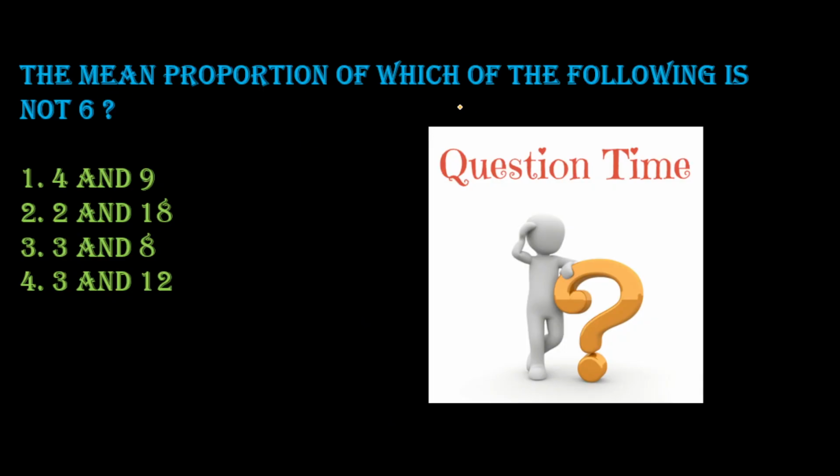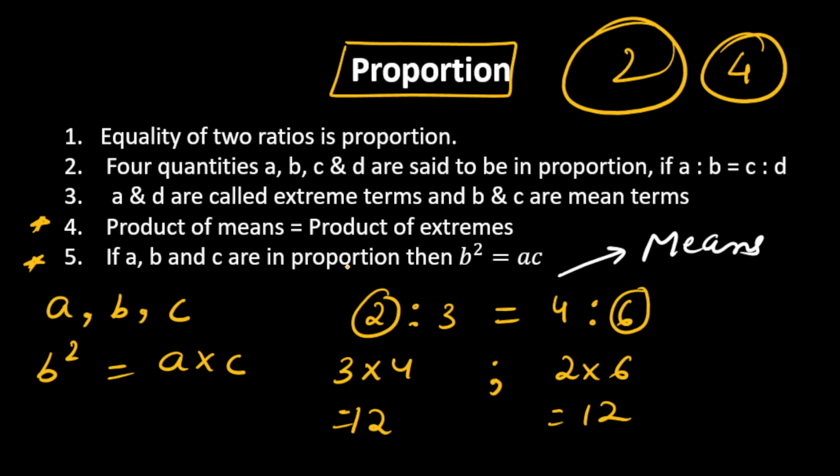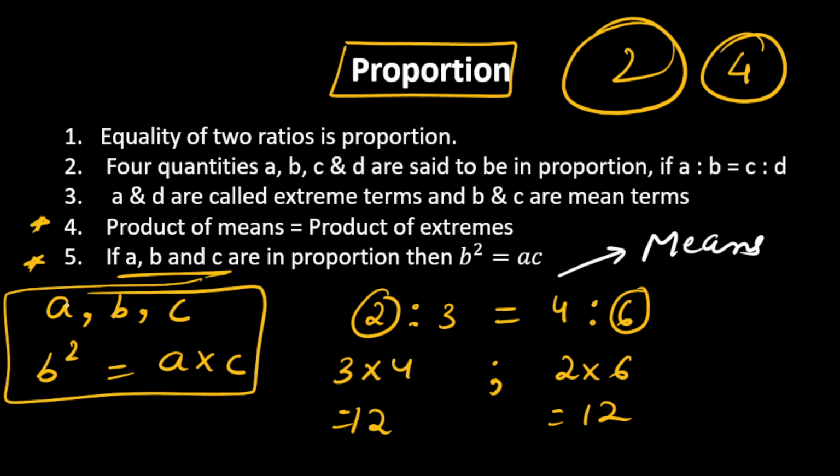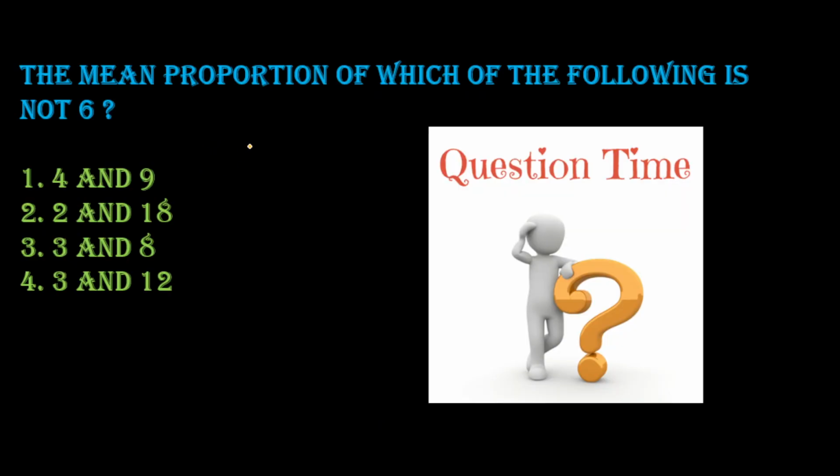The mean proportion of which of the following is not 6? Mean proportion means we are dealing with three quantities, the case when three numbers are there. So the question says the mean proportion of which of the following is not 6. Basically there are two numbers and 6 lies between them. So what is the square of 6? Square of 6 is 36. And now you just check all the numbers.